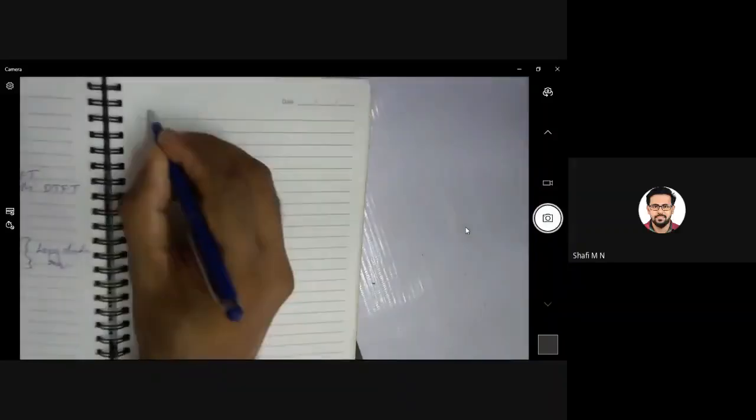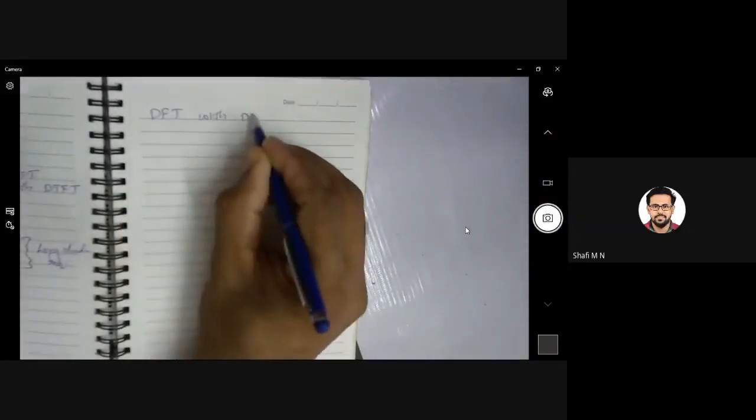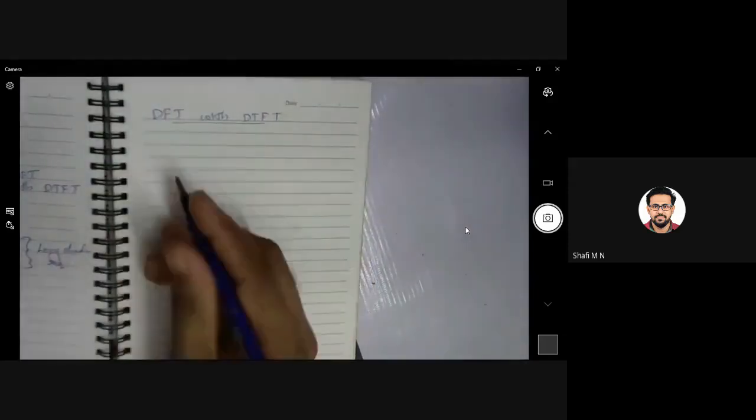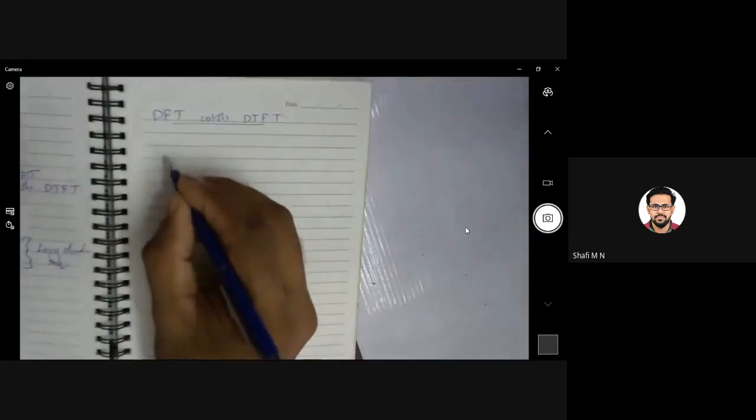The next thing is the relationship of DFT with DTFT. You have already discussed this topic, so let us model it mathematically. Mathematically, we can relate it. So what was the equation for DFT?